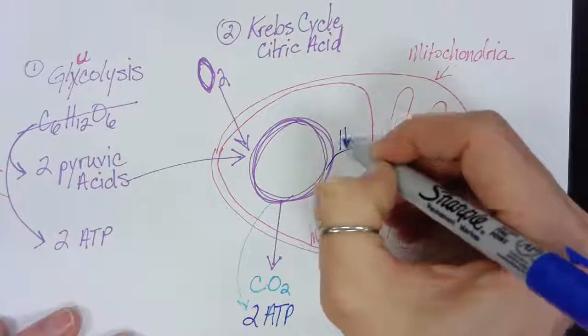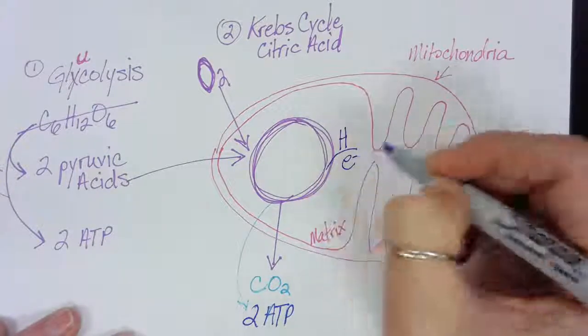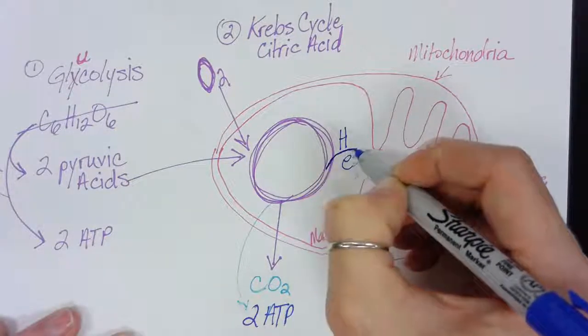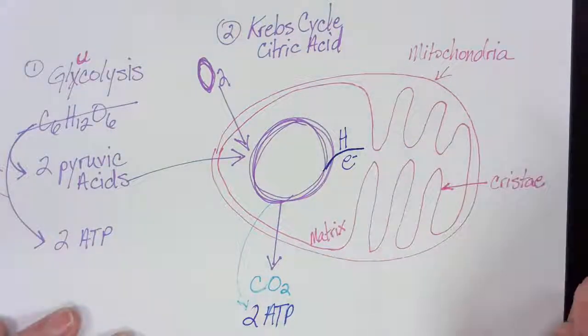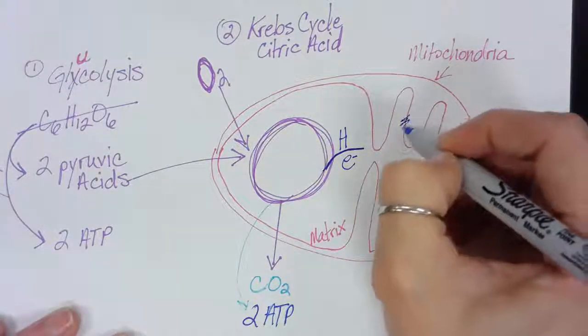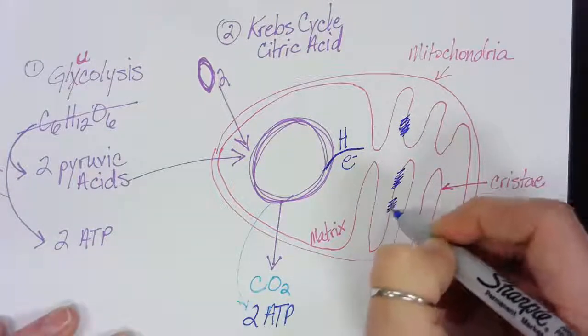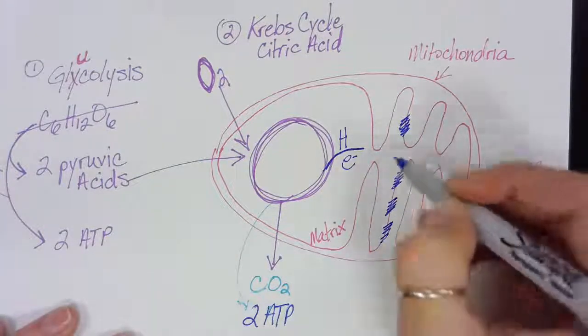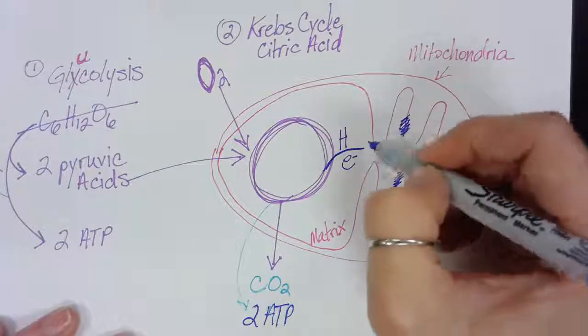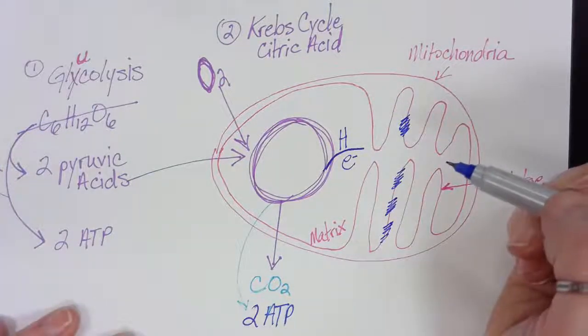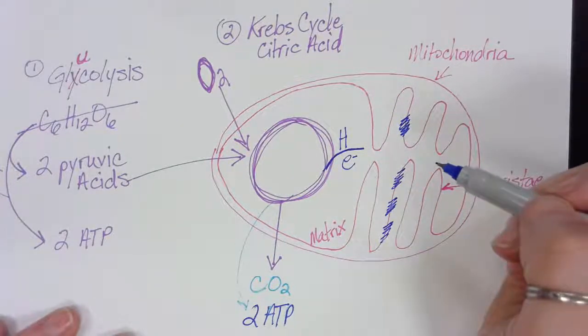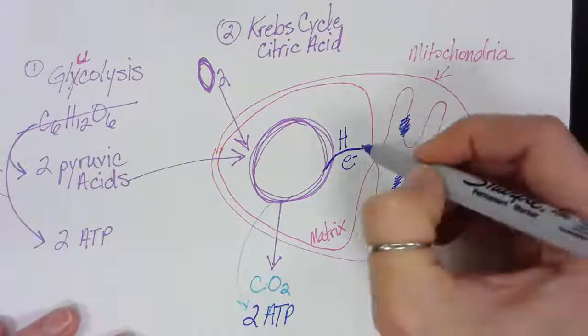That's going to be coming out of here, and some electrons that are also coming out of the Krebs cycle, and it's going to come through in molecules along the cristae, which are called ATP synthase molecules. Remember, it's synthase. ASE means that it's an enzyme. Synthesis means to make, and it's going to make ATP.